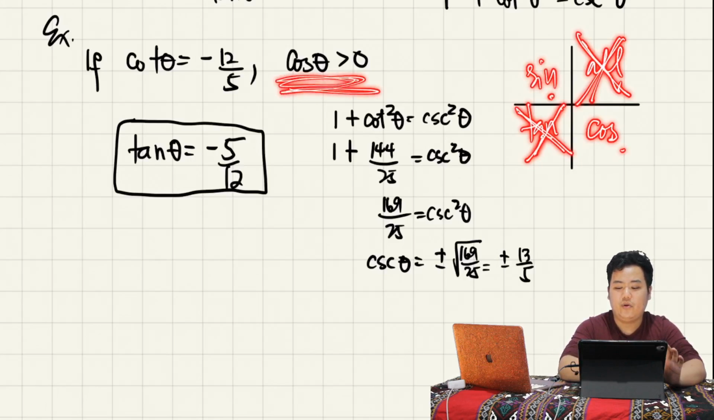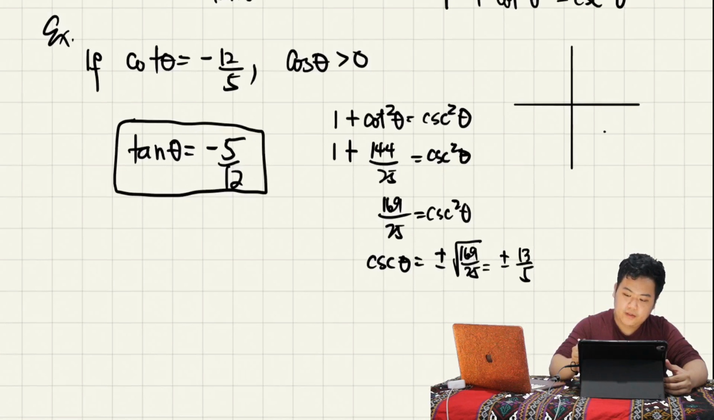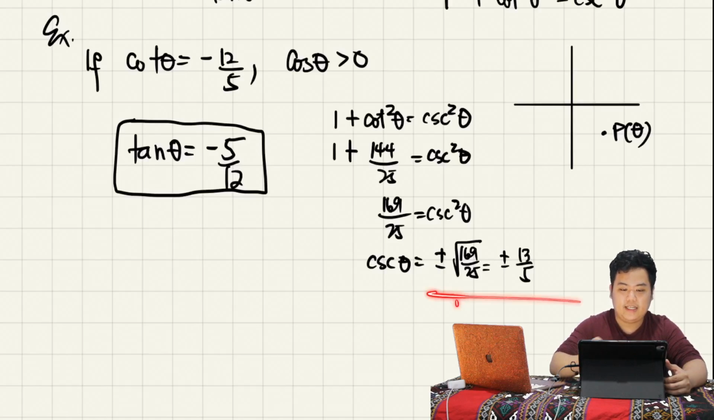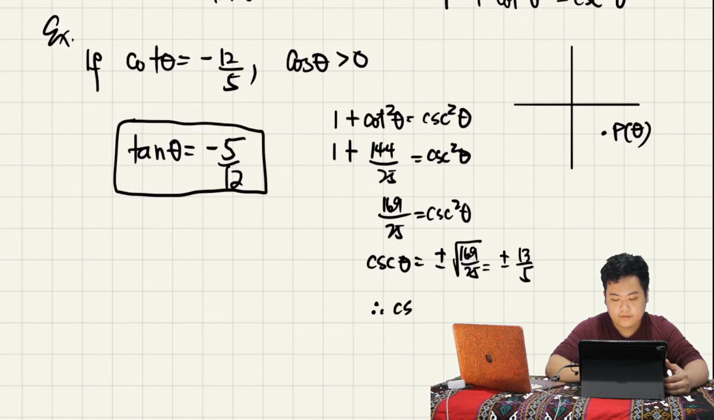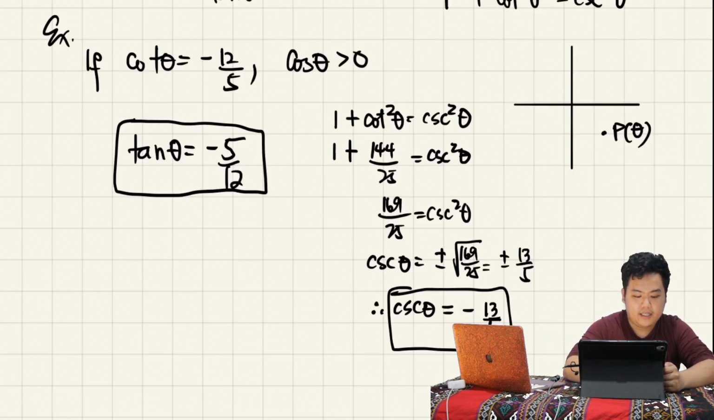Pero sabi natin dito, cosine is positive. That refers to the x-coordinate. So, sa quadrant 2 and quadrant 4, ang may positive na x-coordinate ay sa quadrant 4. So, yung P of theta natin dito, nasa quadrant 4. Meaning, cosecant must be negative. Pero pwede nyo tandaan, in quadrant 4, ang positive lang ay si cosine at saka si secant. So, negative si cosecant.